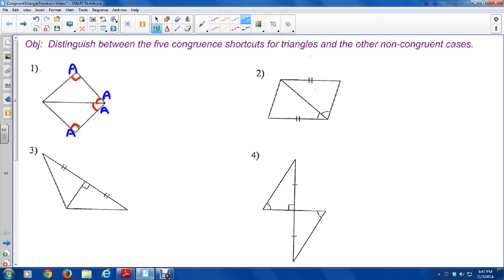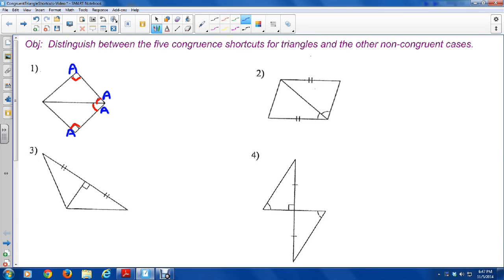We can't, of course, make things up, but we can sometimes know things are true just by looking at a picture. So think back to Chapter 1 and Chapter 2. We worked a lot with vertical angles we know are congruent. We worked a lot with supplementary angles. When angles form a linear pair, we know they're supplementary. And in this case, I'm looking for congruence, and this is a little bit different. You haven't seen this one before.